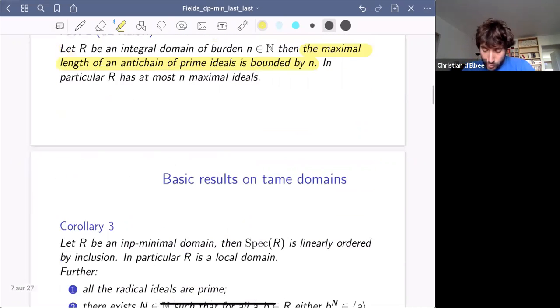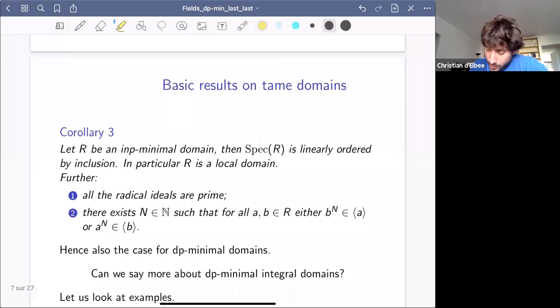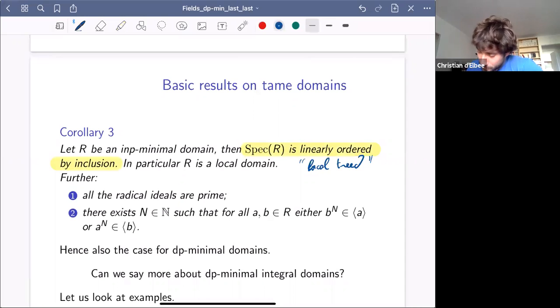So already what we know for an INP minimal domain, which means burden 1, is that the spectrum will be linearly ordered by inclusion. Such domains are called, in the literature, local treed. Local because it's local, and treed means just that the spectrum is ordered like a tree. So if you have a tree with only one maximal element, it's just a linear order.